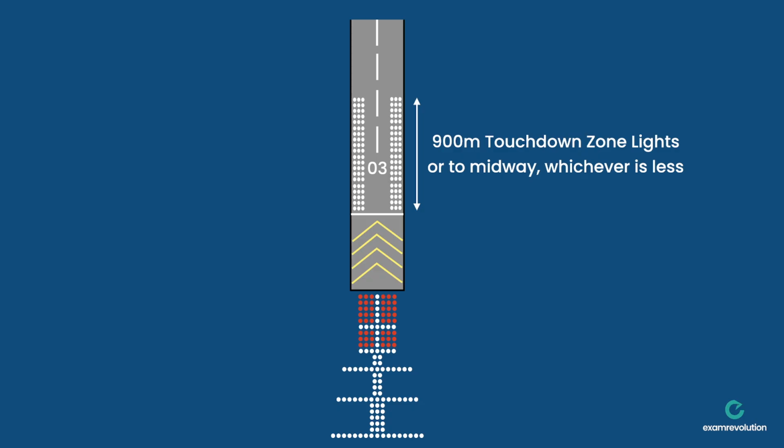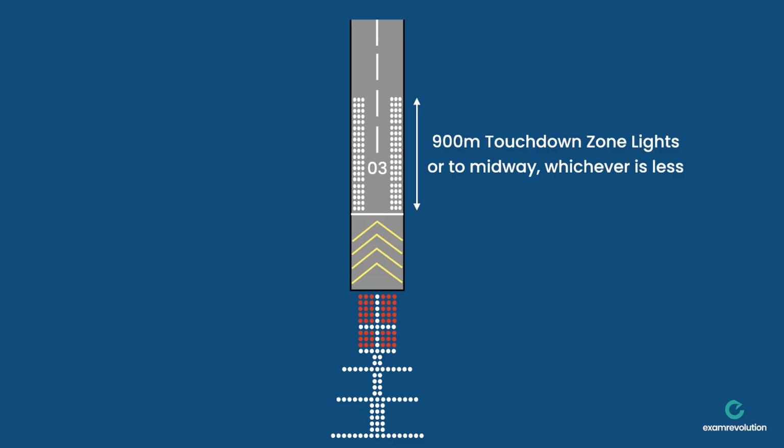And then also very important, you must have 900 meters of touchdown zone lights or to the midway of the runway, whichever is less. Okay, so if the runway is obviously 2,000 meters long, midway would be 1,000 meters. You don't have to have the touchdown zone lights up until 1,000 meters. You can just go to 900 meters. But if the runway is 1,800 meters long, then obviously you'd go halfway, right? Because then halfway is 900 meters.